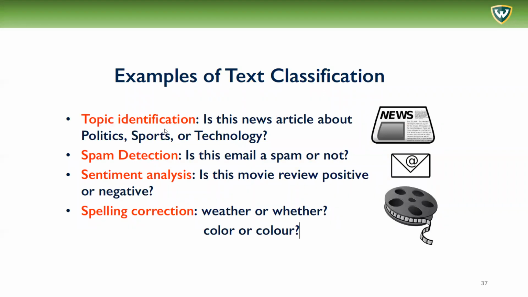One is topic identification, for example, identifying if a news article is about politics, sports, or technology. Spam detection is another kind of text classification, identifying if an email is spam or not. Sentiment analysis, so identifying if a movie review is positive or negative, or maybe strongly positive or strongly negative, and so on. Or spelling correction, identifying if a word is spelled correctly or not. This can be done by matching words to a dictionary, but also by looking at the position of the words within a sentence.